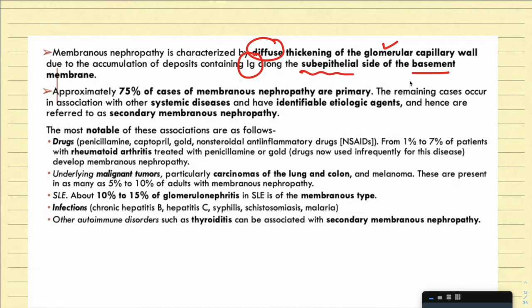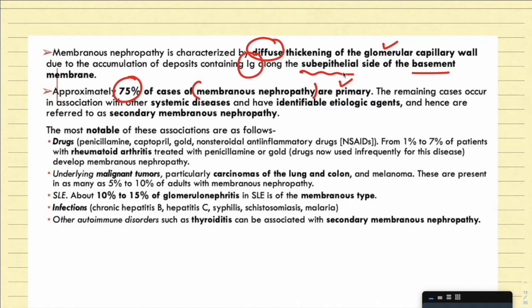Already in the pathogenesis of glomerular injury, I hope you remember I have discussed these basic points, in which conditions the deposits will be where. Approximately 75% of cases of membranous nephropathy are primary in nature. You know the meaning of primary, that means only the kidney will be involved.